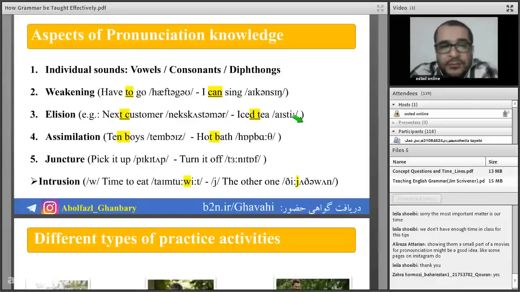Assimilation, for example, ten boy. We do not say ten boy.